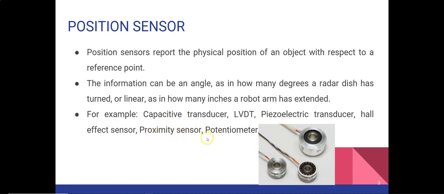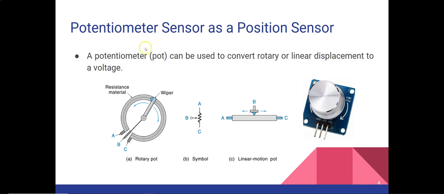Now we're going to see the potentiometer, which is used as a position sensor. Here you see a potentiometer sensor as a position sensor. This potentiometer can be used to convert a rotary or a linear displacement to a voltage. This is the real picture of a potentiometer sensor, and it is commonly known as a pot also. This pot gives resistance, and this resistance gives the value of the voltage, and we will see how we can convert the resistance into a voltage value.